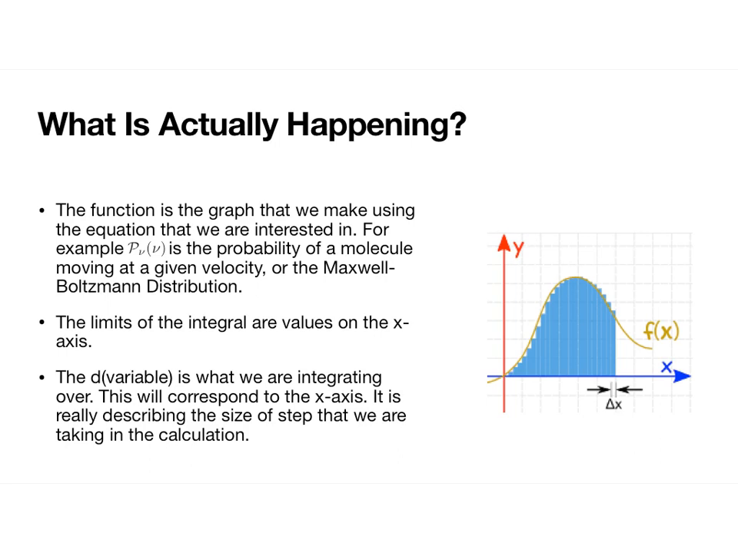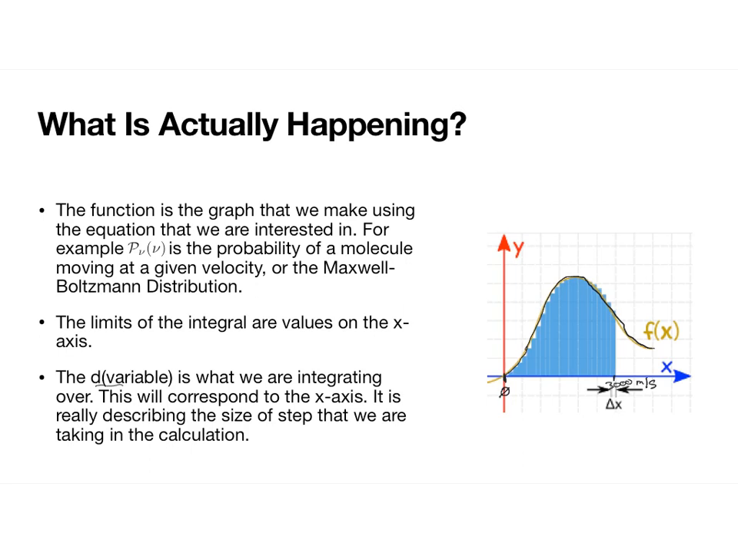So what is actually happening? Well, the function graph that we were making using the equation, for example, this probability distribution or the Maxwell-Boltzmann distribution, that is the graph. That is our f of x. Okay, so this is our distribution or our function that we are interested in. The limits on the integral, these are on the x-axis. So this is really our 0 to 3,000 meters per second. So it's our x-axis limits.